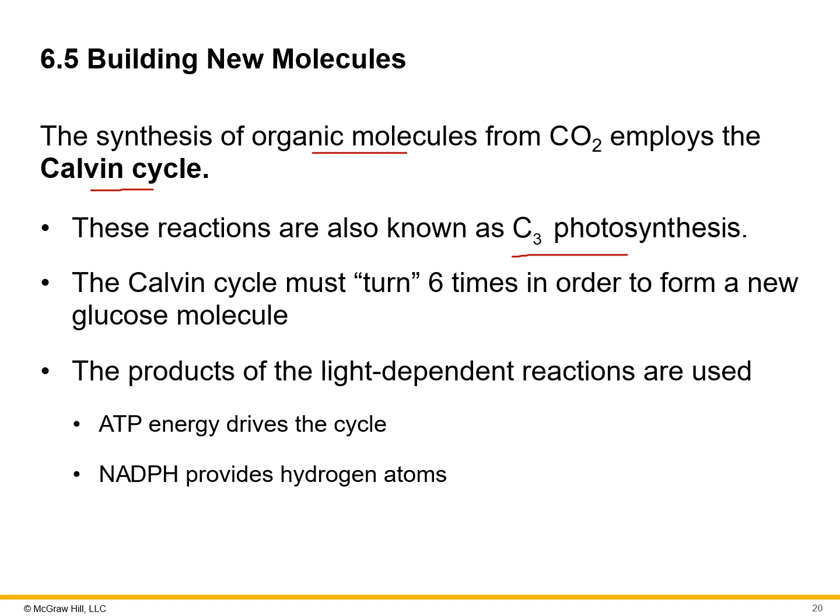Now, in order for one glucose molecule to be made, the Calvin cycle has to go through the exact same reaction 6 times. Remember, our chemical formula for glucose was C6H12O6. So we need 6 carbons added. It takes 6 turns of this Calvin cycle to get 6 carbons to make one glucose molecule. In order to do that, we need carbon, and that comes from carbon dioxide.